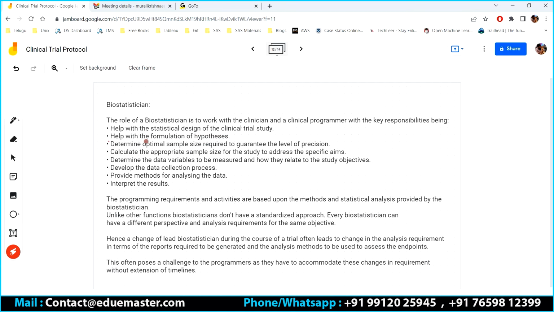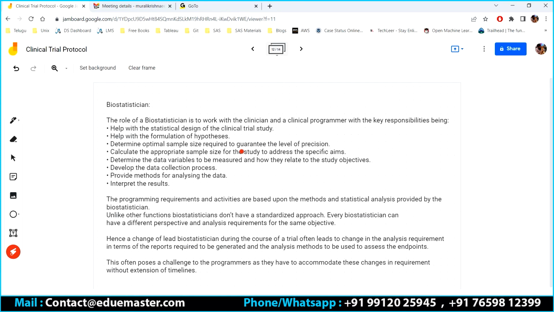Number 3, determine the optimal sample size required to guarantee the level of precision. Optimal sample size is nothing but the number of subjects that are required for this particular randomization, to get the optimum precision.